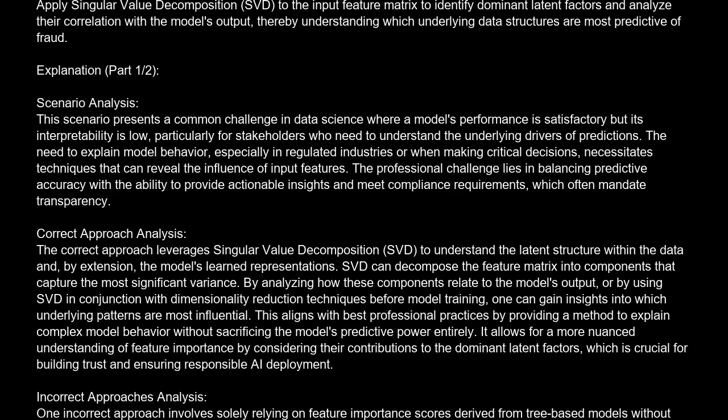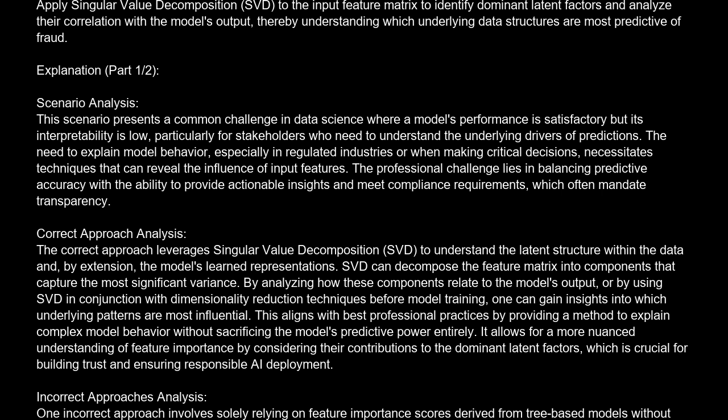The correct answer is D. Apply singular value decomposition, SVD, to the input feature matrix to identify dominant latent factors and analyze their correlation with the model's output, thereby understanding which underlying data structures are most predictive of fraud.